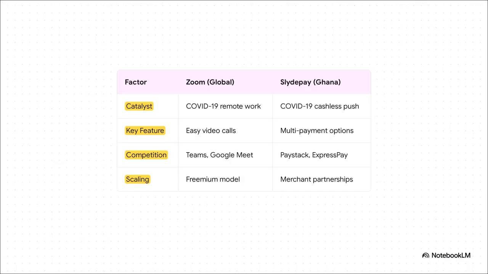Now, this is a really fascinating way to look at things. We all remember how, during the pandemic, the whole world suddenly needed Zoom for remote work, right? That was the global catalyst. But in Ghana, the pandemic created a different, very specific need, a massive push towards cashless payments. And SlidePay was perfectly positioned for that exact moment. But they scaled up differently. Zoom used a freemium model, give away a basic version for free.